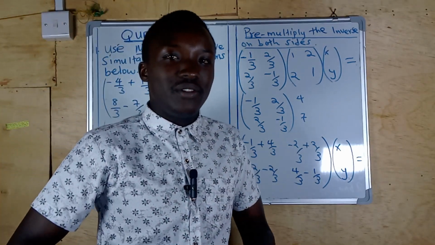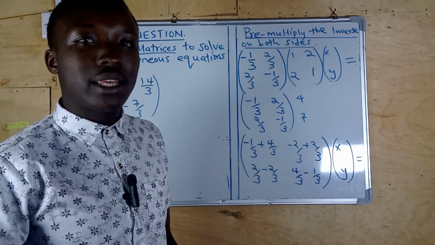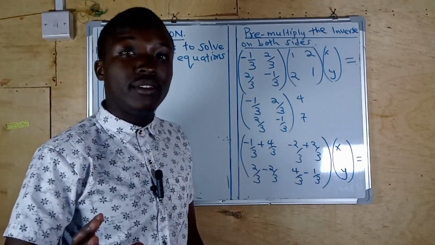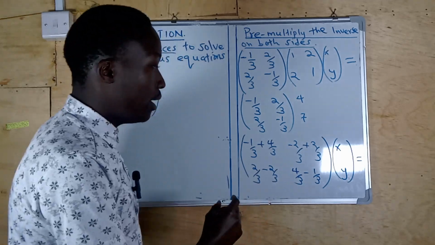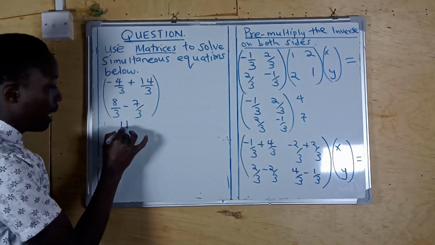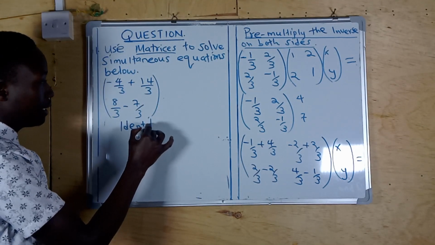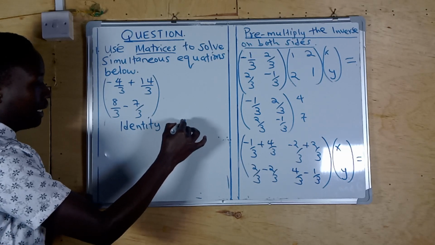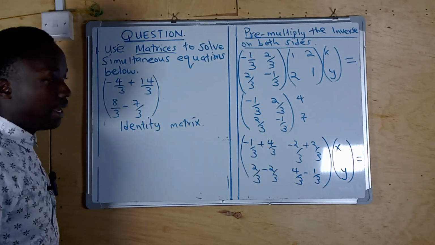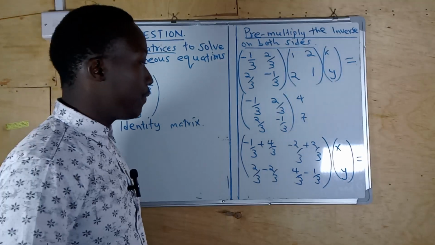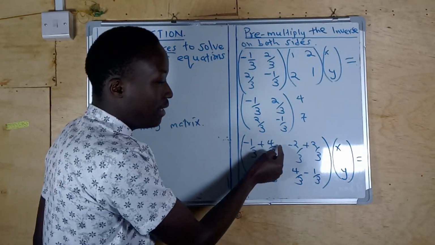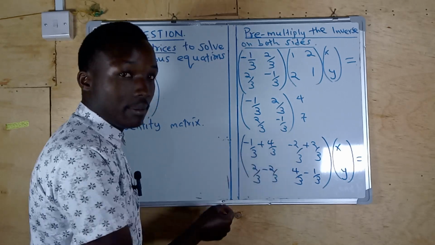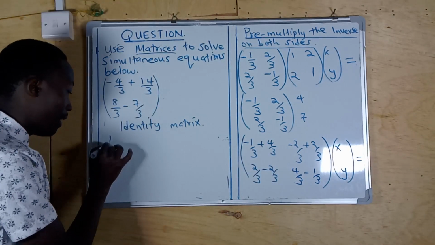Note this is very, very important. It is a marking point even in the national examination. Once you solve this, it should give you what we call an identity matrix. And the identity matrix is equivalent to negative 1 plus 4 is 3. 3 divided by 3, the denominator is the same. You are going to get 1.